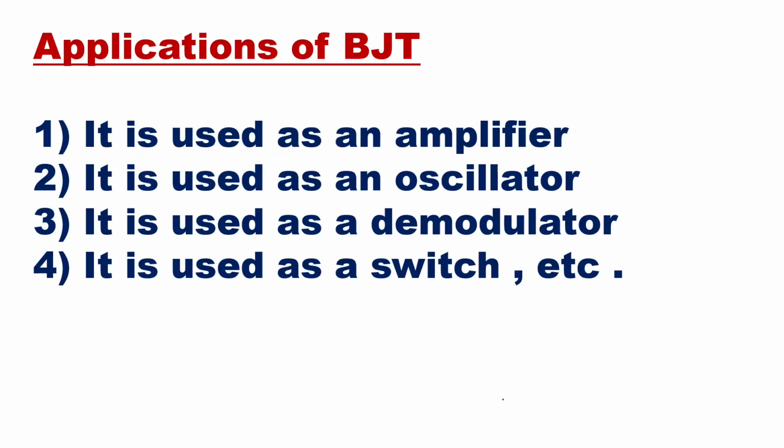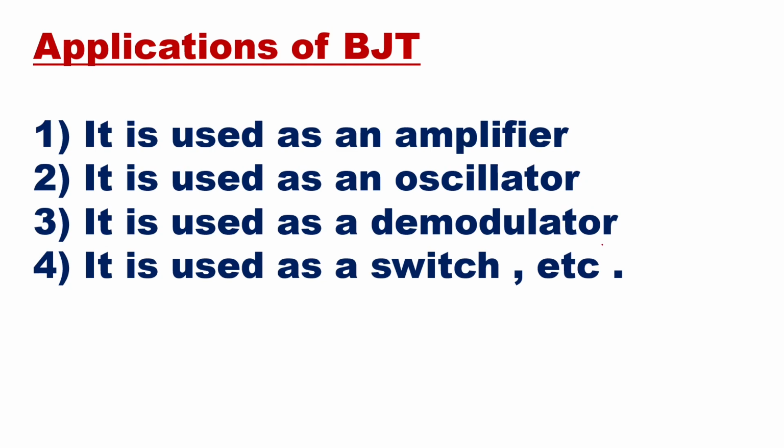Then we'll see applications of BJT. So there are many applications, but as a few we can say it can be used as an amplifier. Amplifier is a circuit which will increase the strength of a weak signal to strong. Then second one, it can be used as an oscillator. Oscillator is a circuit which can produce repetitive waveforms.